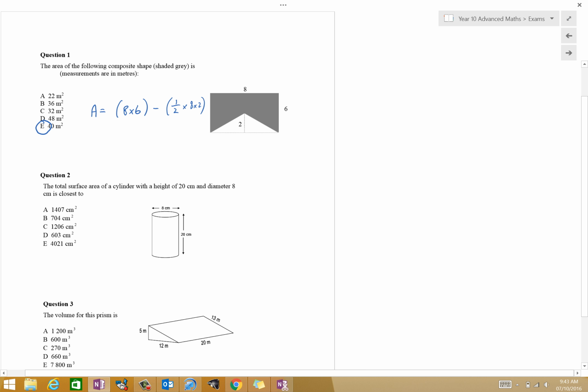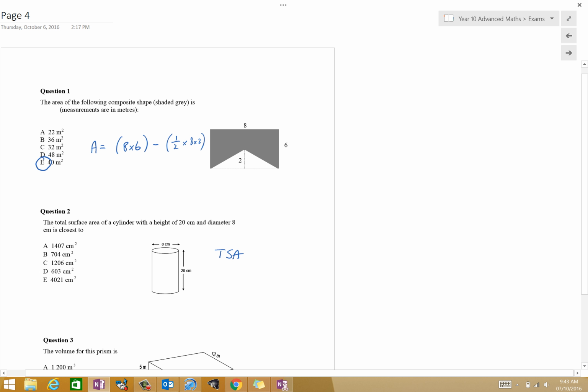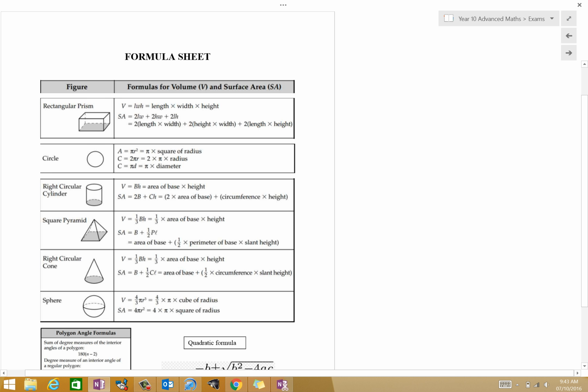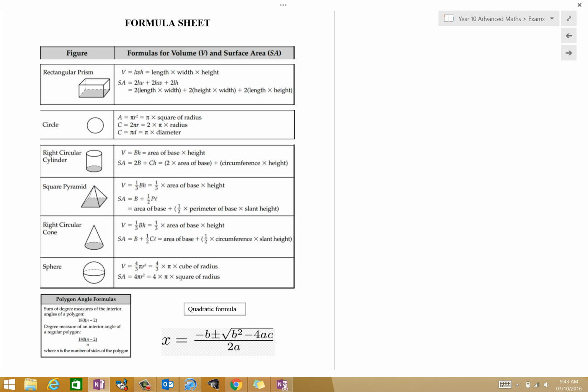The total surface area. Make sure that now your formula sheet, ladies and gentlemen, looks like that. It is not going to give you the formula, but it is going to say that for a cylinder, the surface area is 2 times the area of the base, in other words, 2 circles, 2 pi r squared, and then the circumference times the height, and the circumference is either 2 pi r or pi times d. So 2 pi r h would be that part, and that other part is 2 pi r squared.